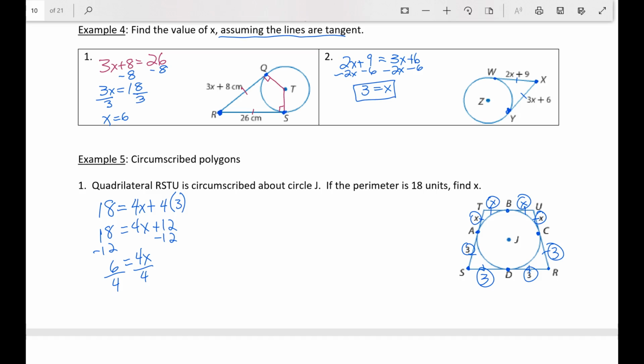and I would get x is equal to, let's see, both of those are divisible by 2, so I'm going to call it 3/2. And I'm going to leave it in fraction form. You could call that 1.5, but I prefer the fraction form.